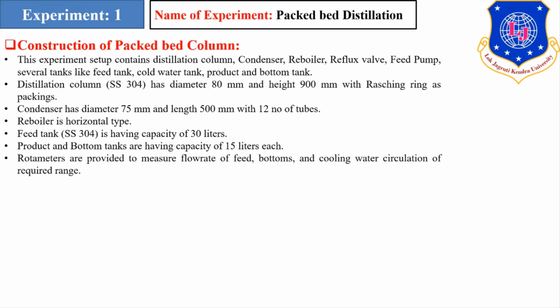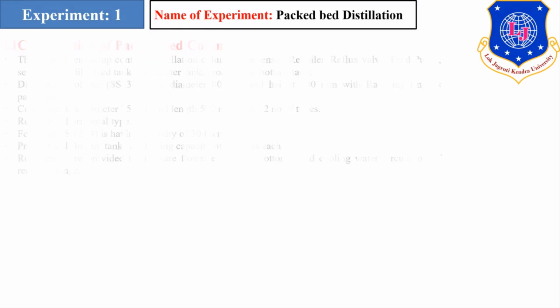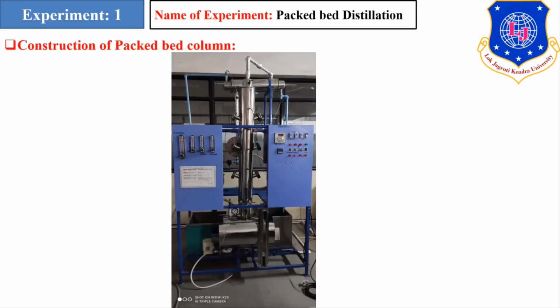Now the tanks are made of stainless steel 304. The feed tank has a capacity of 30 liters, while the product and the bottom tanks have a capacity of 15 liters each. Rotameters are provided to measure the flow rate of the feed, bottoms and also the cooling water circulation of the required range. So basically there are rotameters provided to control the flow of the feed, bottoms and cooling water circulation. Okay, so this is how the construction of the packed bed column, or you can say the experimental setup, will look like.